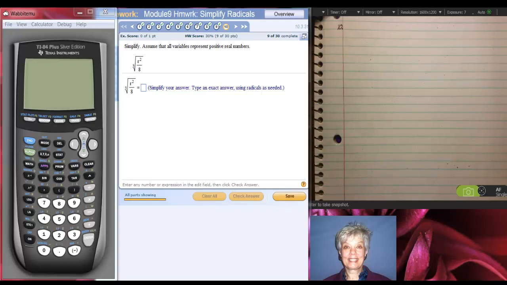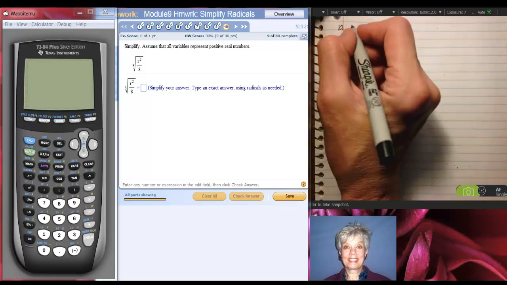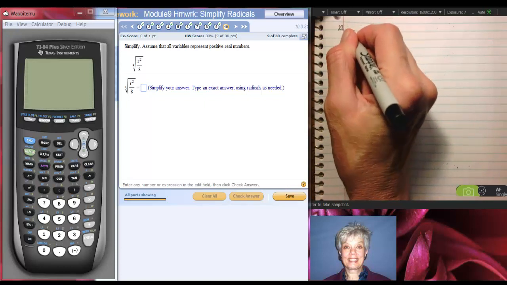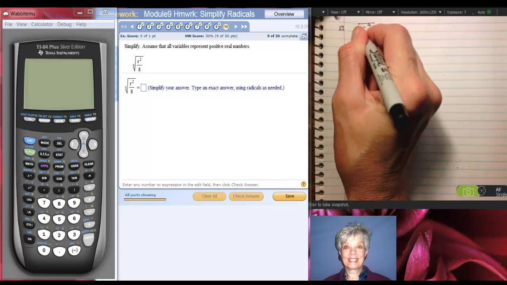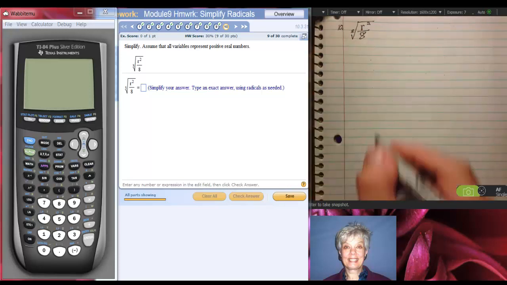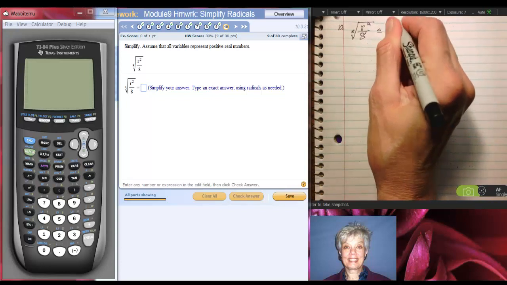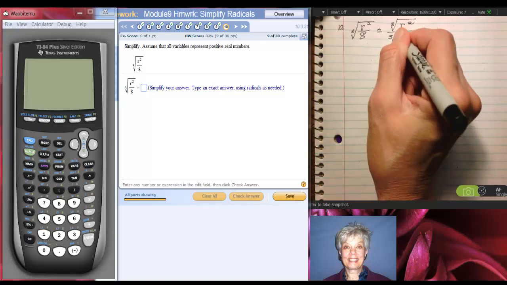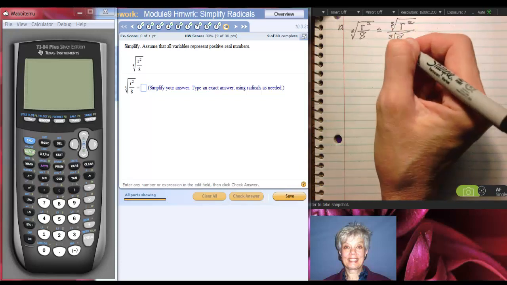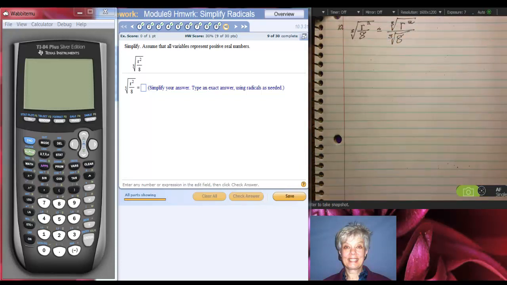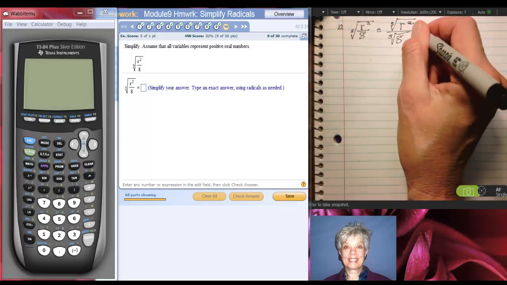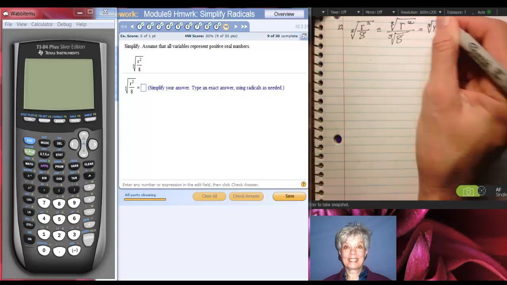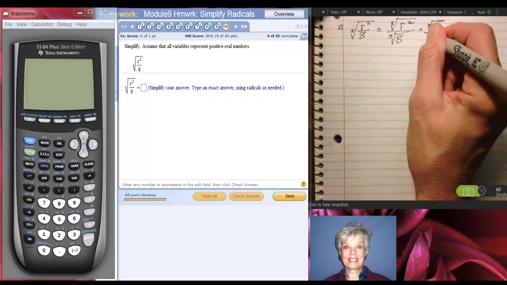Hi again. All right, here we are on homework problem number 10. We did 1 through 9 on the previous video. We're simplifying the cube root of r squared over 8. And that's going to give us the cube root of r squared over the cube root of 8. And eventually you'll memorize, if you haven't already, that the cube root of 8 is 2. So this is going to be the cube root of r squared, that's all under the radical, over 2.